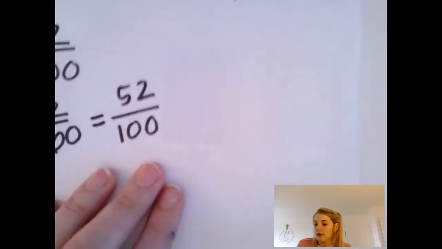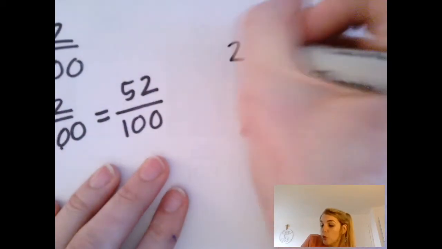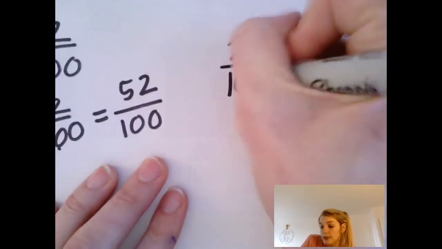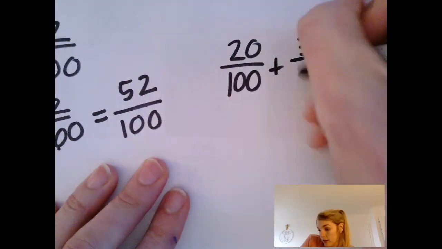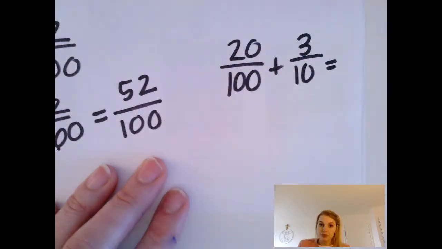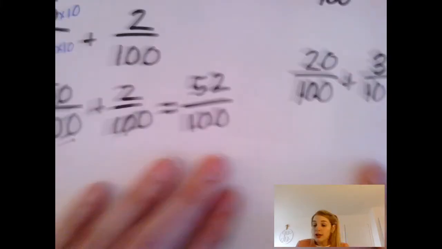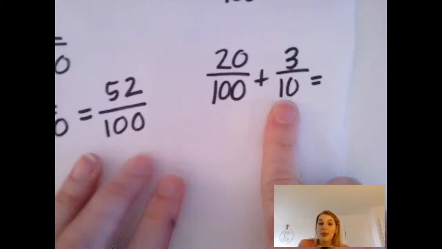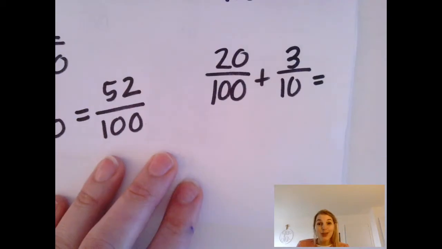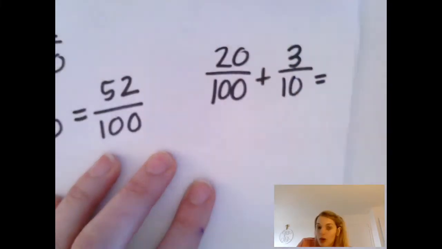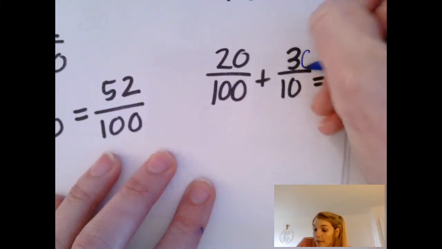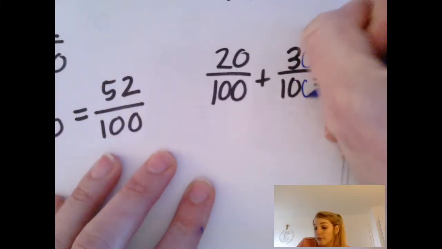Let's take another look. What if we had 20/100ths plus 3/10ths? Okay, well, I know that I can multiply the top and the bottom by 10 so that I can get the denominators the same, for the denominators both to be 100. So just as an easy trick, in a different color so you guys can see, remember, what you do to the top, you do to the bottom.